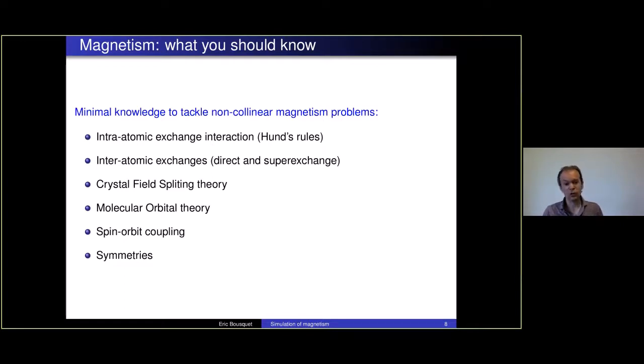And of course, on top of that, you need to include the spin-orbit coupling, because without spin-orbit coupling, spins can orient along any direction in the 3D space without any cost of energy. So the only term that allows the spins to be aligned along x, y, z is the spin-orbit coupling that couples the spin S of the electrons and the orbital moments L of the atoms.